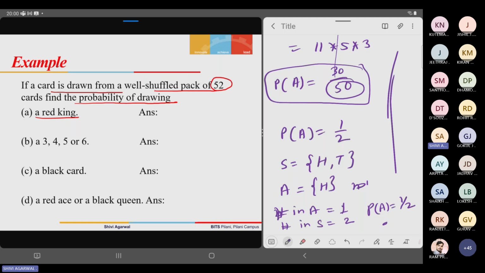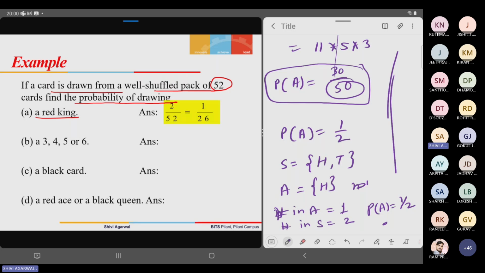A red king. There are 2 favorable cases. And how many cards? 52. So 2 by 52. Now you know it. So that is the classical approach, because we know the possible outcomes, 52, and the favorable cases are 2. The red kings are total 2.